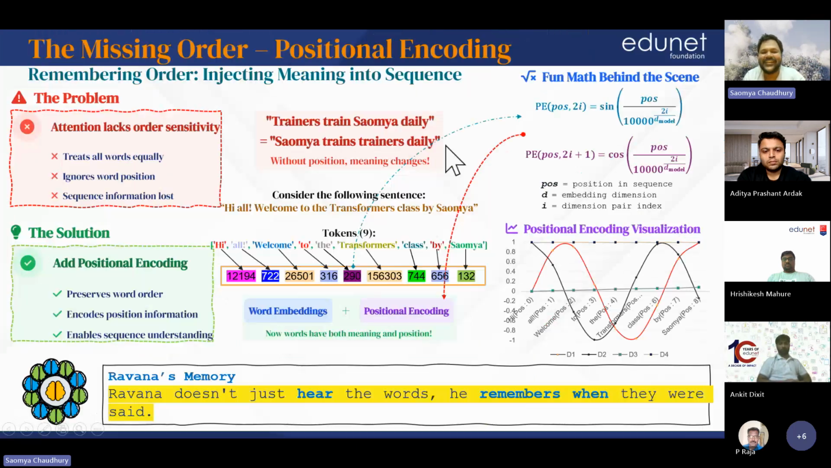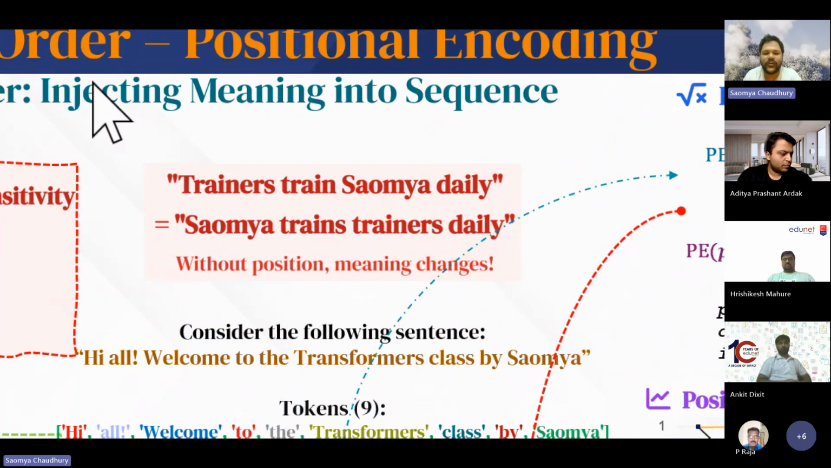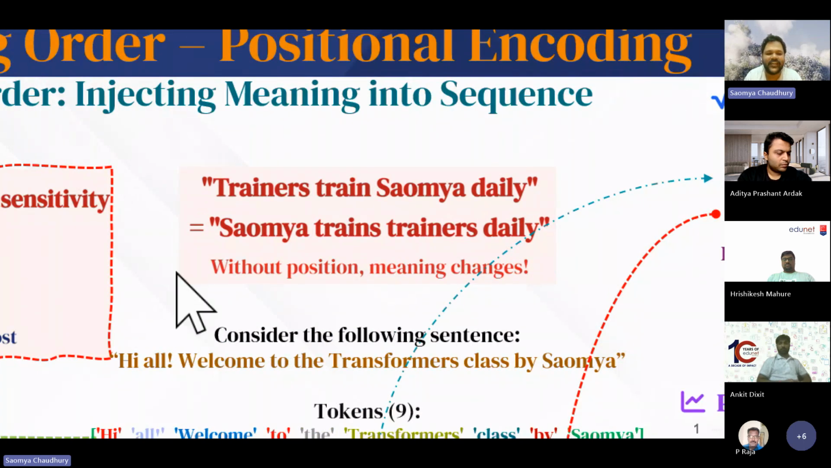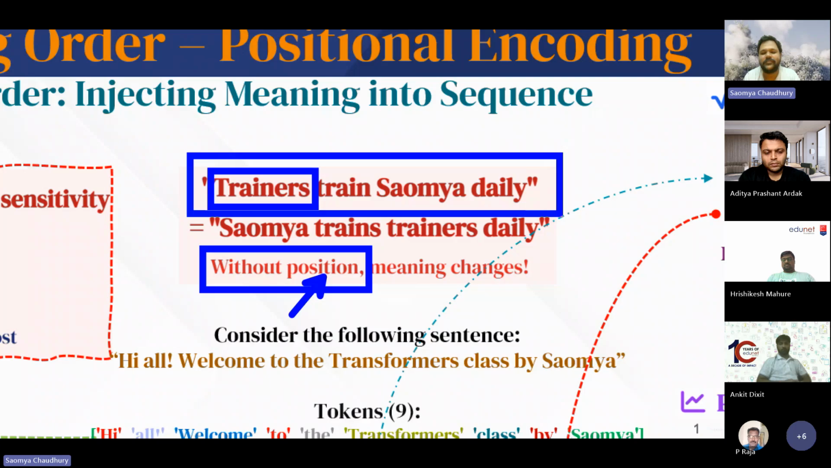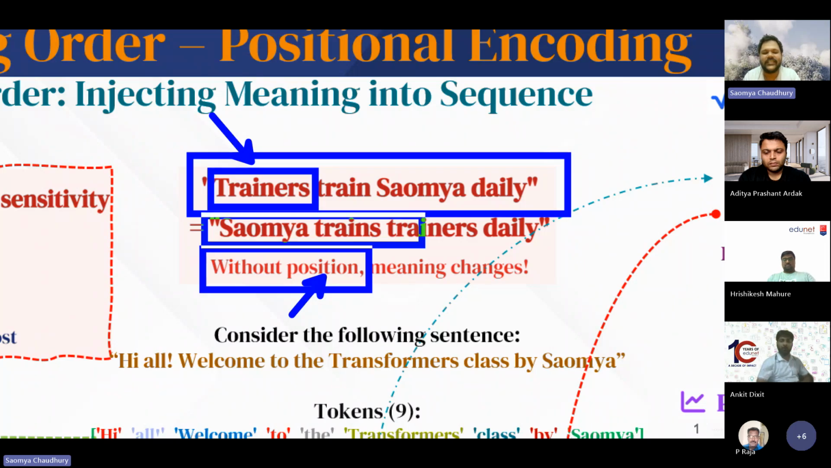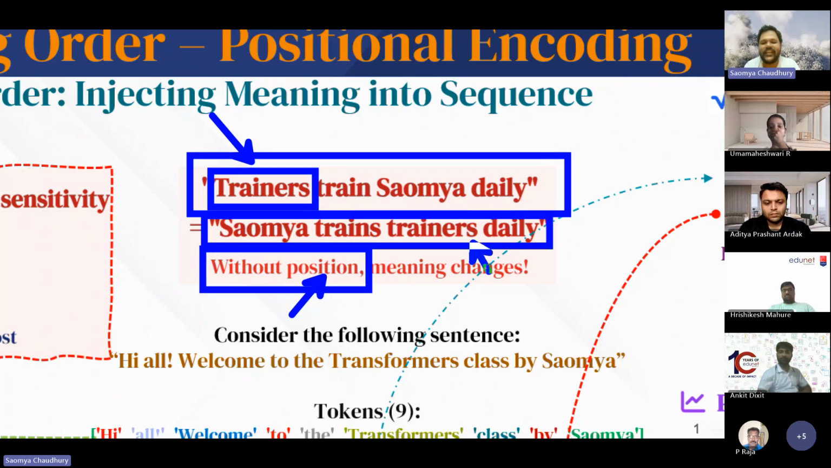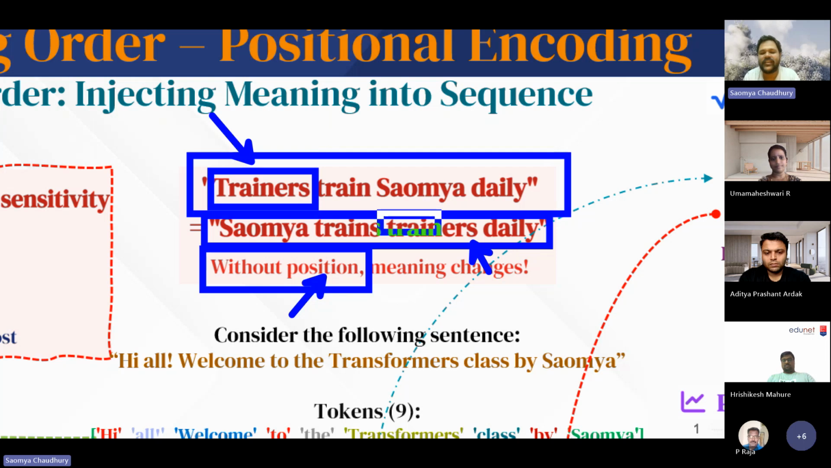So the idea here is that there is something missing. It's not just words which you should fill in. There is something very important which is called position, meaning where that word is located in a particular sentence. This word, relative to this particular sentence, is located at position number 0, whereas this word, trainers, relative to this particular sentence, is located at position number 0, 1, 2.